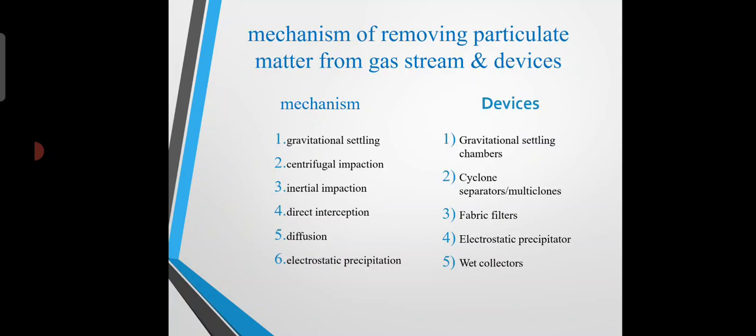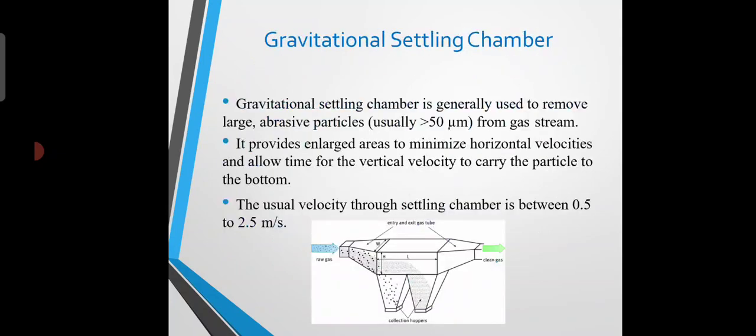Based on these mechanisms, one or two mechanisms, devices will be fabricated, and they are classified as gravitational settling chambers, cyclone separators, fabric filters, electrostatic precipitators, and wet collectors. Gravitational settling chambers. A gravitational settling chamber is used to remove larger and abrasive size particles from the gas stream. Usually the size of the particulate matter will be greater than 50 micrometers. So in the gravitational settling chamber, the particulate matter is settled by gravity.